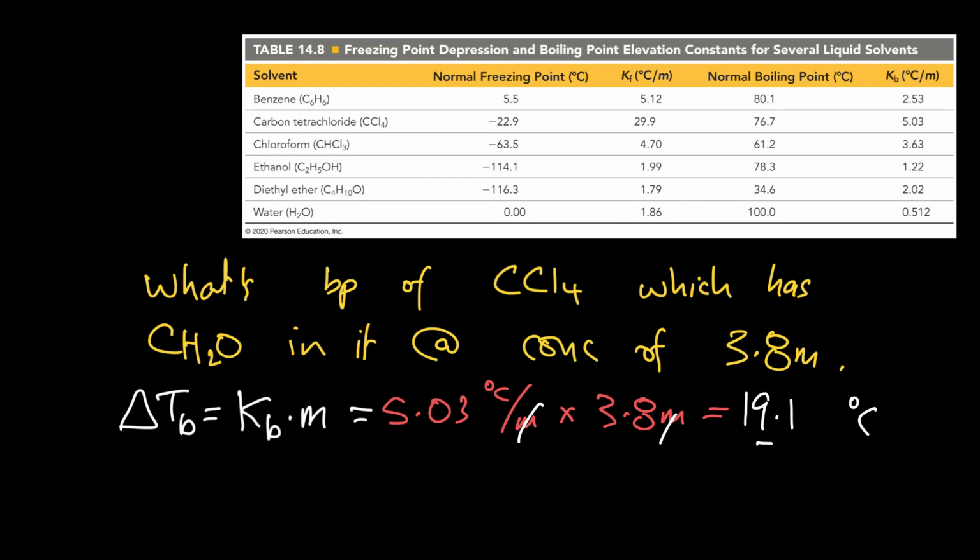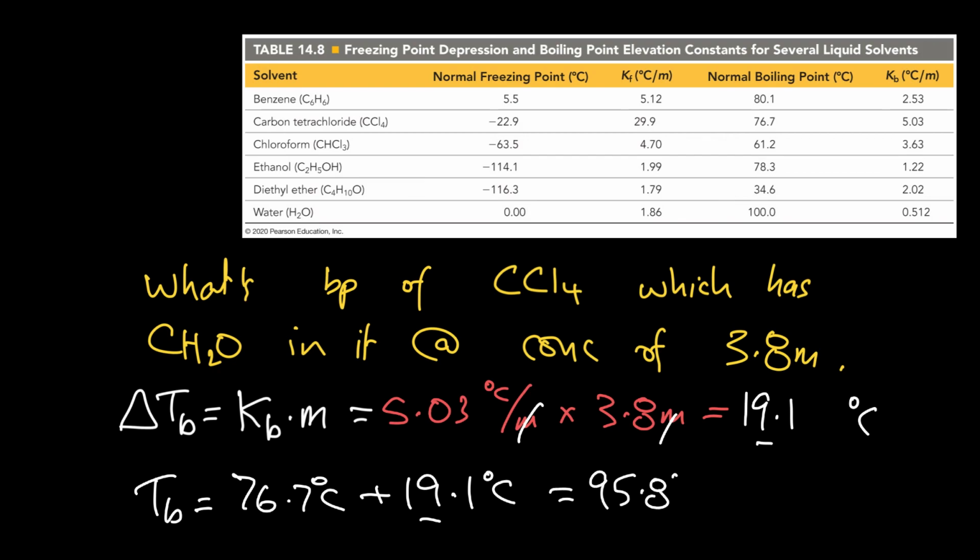That's not the boiling point, remember, right? That's the boiling point elevation. So the actual boiling point itself is equal to the original boiling point, which was 76.7 degrees, plus, right, because we're elevating it, 19.1 degrees. And if we calculate that, we get 95.8 degrees C, and actually you can probably argue that we should have no decimal places, so that is 96 degrees C. So pretty impressive, huh?